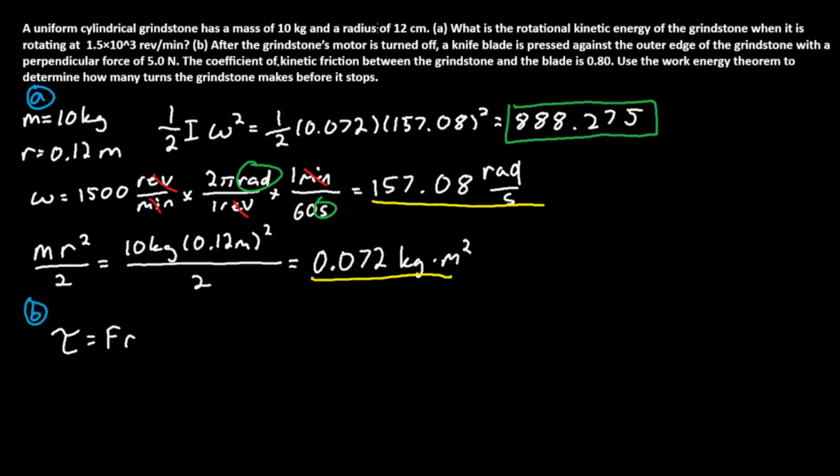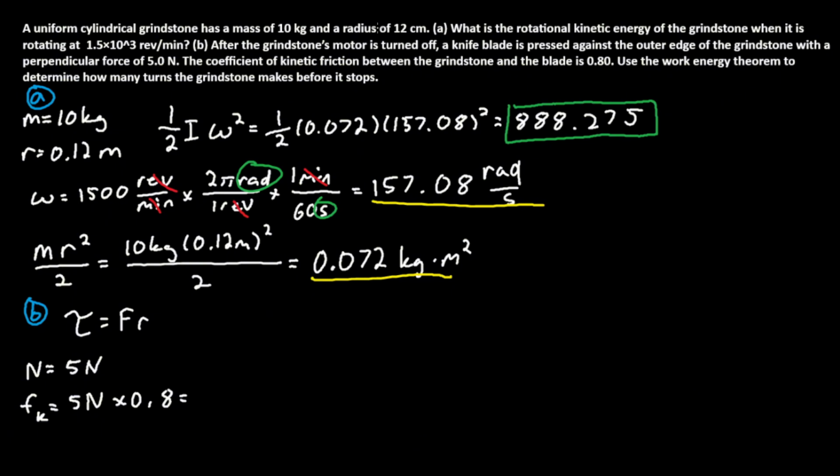5 newtons. The coefficient of kinetic friction between the grindstone and the blade is 0.8. So what we need to do is not use the direct force given in the problem, but we need to calculate the frictional force. So if the grindstone is pressed with a force of 5 newtons, that means the normal force is equal to 5 newtons. If the normal force is equal to 5 newtons, that means your frictional force is equal to your normal force times your frictional coefficient.